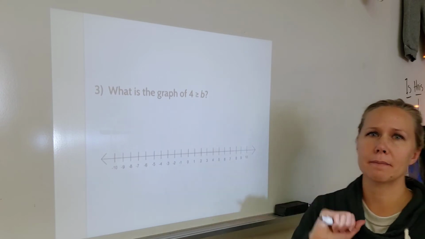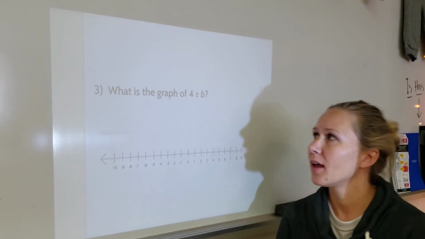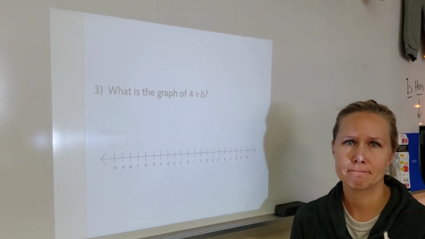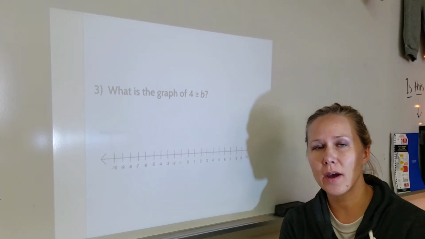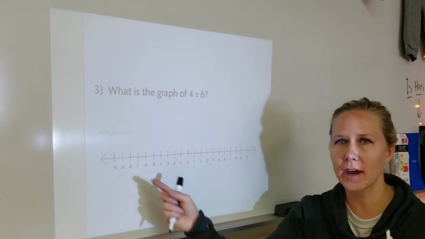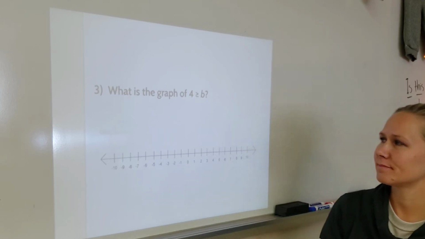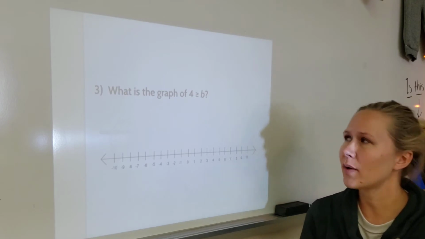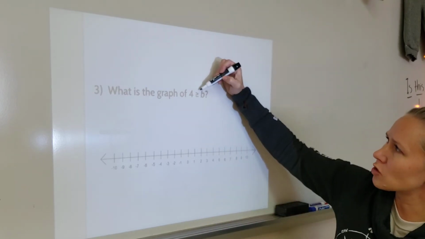Let's try number 3. This one's kind of tricky. It says, what is the graph of 4 is greater than or equal to b? I'd like you to pause the video and with your pencil, go ahead and try and graph that. So now you checked it, right? Or you graphed it? Okay, let's check and see here. 4 is greater than or equal to b.